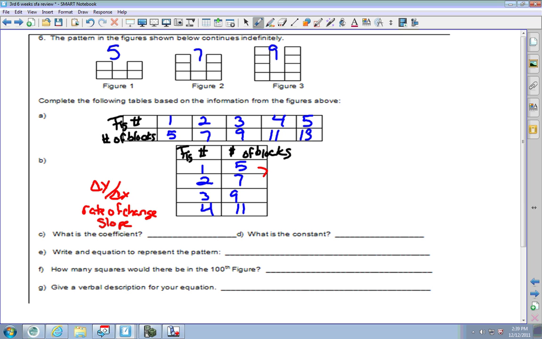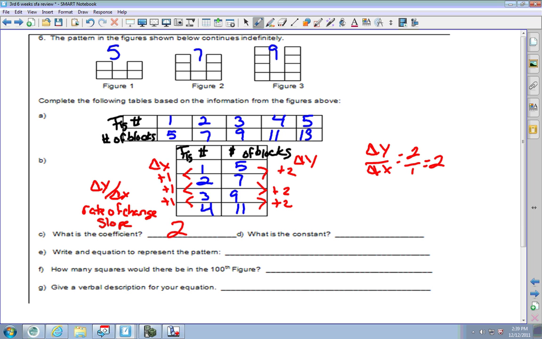So right here I'm going to go plus 2, plus 2, plus 2. That's delta y. Delta x, plus 1, plus 1, plus 1. So I have delta y over delta x. 2 over 1 is 2. That is my coefficient. Next, they want to know my constant.